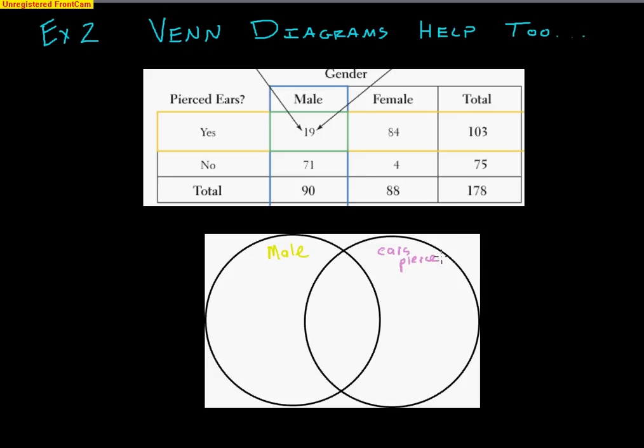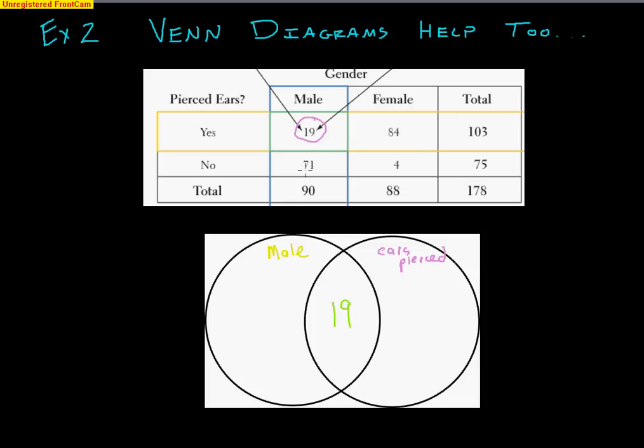Okay. Now, the first thing I'm going to do is start off with the overlap. Right here, where the two arrows are pointing, 19 people are males and have their ears pierced. So those 19 people will go right here in the middle because that's the overlap. Those are the people who are both males and have their ears pierced.